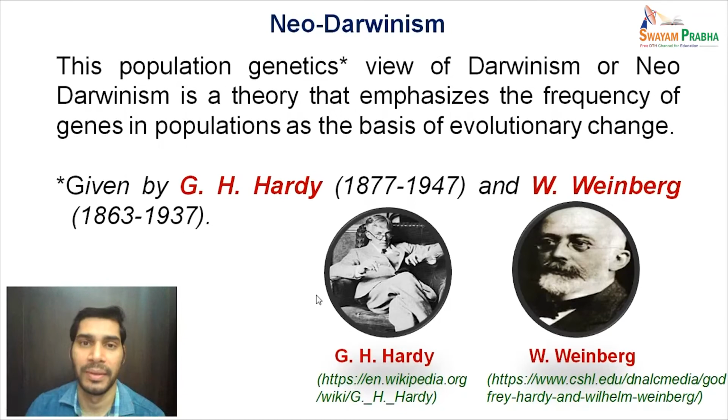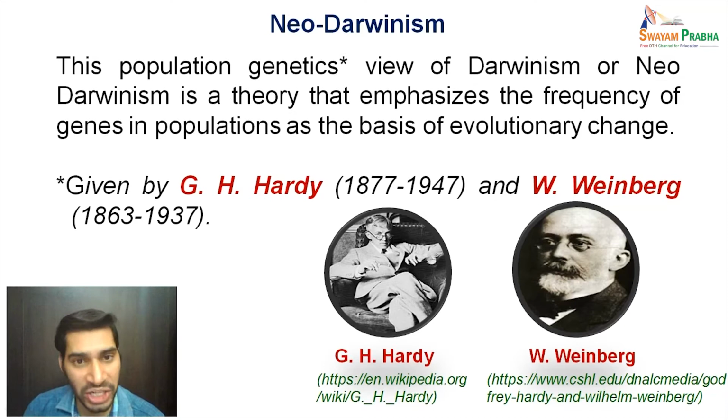The population genetics view of Darwinism, or Neo-Darwinism, is a theory that emphasizes the frequency of genes in populations as the basis of evolutionary change. It is not the individual, which Darwin said, the survival of the fittest. Remember that? Here, this view says it is the frequency of genes in a population that is the basis of evolutionary change. Population genetics was given by G.H. Hardy and W. Weinberg. We will discuss them when we take the session on population genetics.